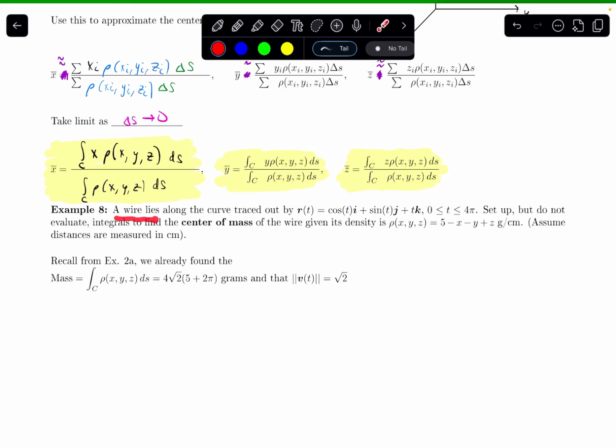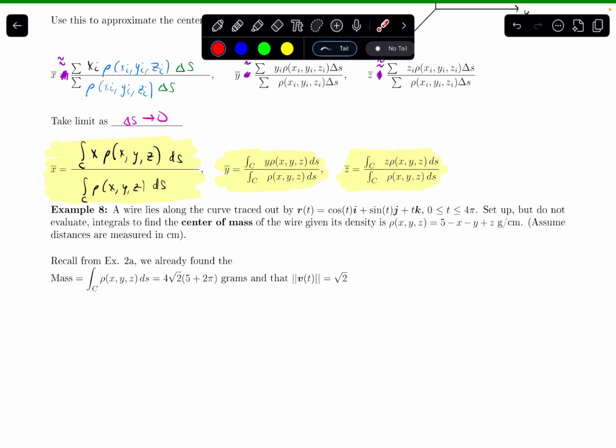A wire lies along the curve that's traced out by this position function over the interval from 0 to 4 pi. We've actually seen this position function a bunch in this section. I want to set up, but not evaluate, integrals to find the center of mass of the wire given its density function, this rho of x, y, z, which we've also seen before in this section. So to help us not repeat a lot of the same calculations, we've actually worked out the mass of this wire before. Remember, the formula for mass is just the line integral of the density function, which ended up being this.